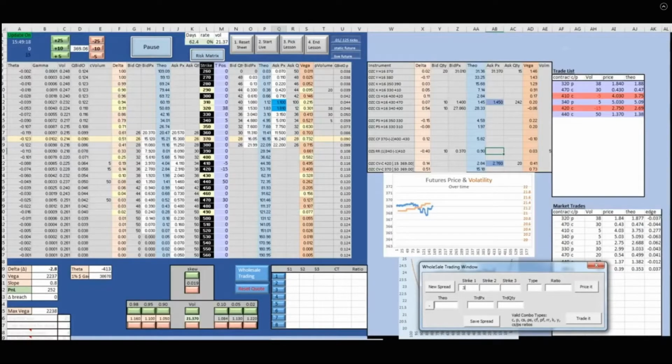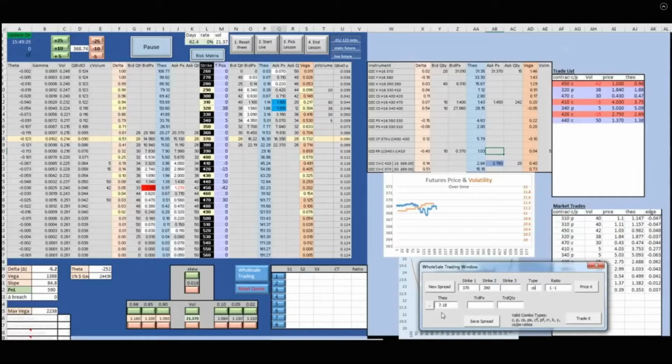In this case, I'll type in the 370, 390 call spread. And you'll see once I populate that, the default ratio of 1 to -1 comes up, and the theoretical price also pops in so that we can make our markets around that.